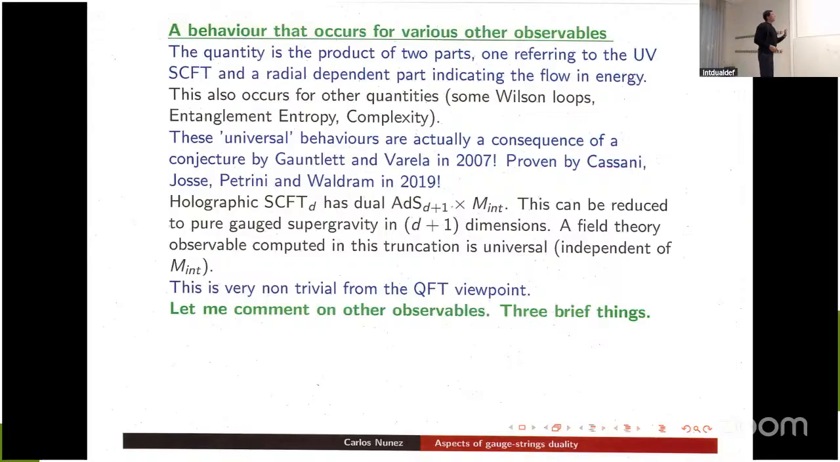These universal behaviors are quite non-trivial from the viewpoint of field theory, right? It would be quite difficult to predict this from field theory. And one might think that they're actually a consequence, and it's very nice to make the relation, with a conjecture that Gauntlett and Varela did in 2007, completely in the context of supergravity, and then very much in the context of supergravity was proven by Cassani, Petrini, Waldram, etc. So I insist, this is very non-trivial from the quantum field theory point of view.